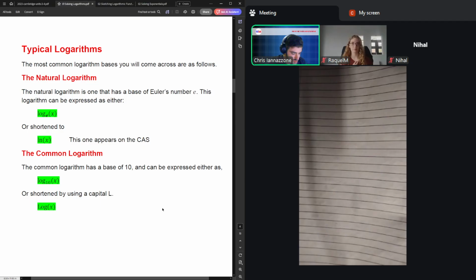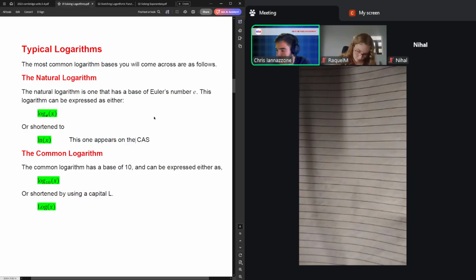Okay, so a bit more on notation. These are probably the only logarithms you'll ever come across for the most part. By far the most common is going to be the natural logarithm. That's when your logarithm has a base of e, e being Euler's number. It's very specific. It's like 2.7-ish. It's like pi in that it's an infinite irrational number. You'll often see it shortened to ln, natural log of x.